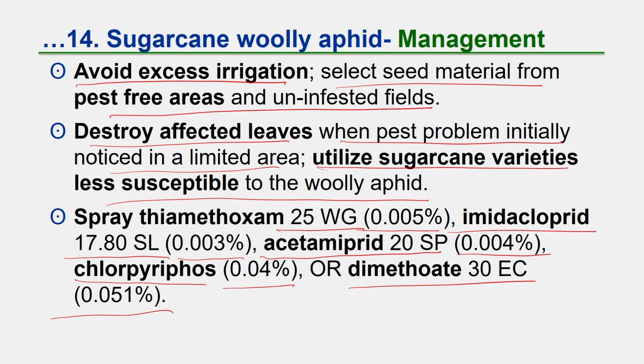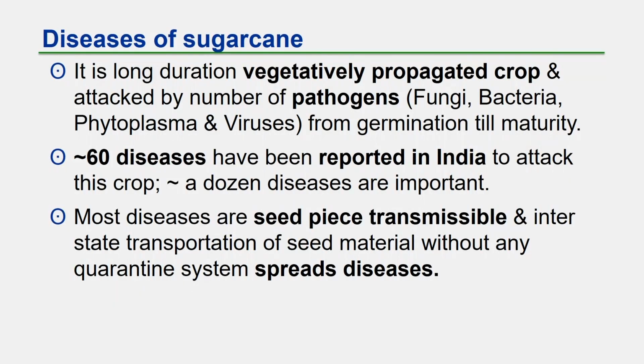Either one of these insecticides can be used to control it, but control should be adopted when there is economic injury level of the insect. Now, you have seen many important insect pests that reduce the quality, the growth and productivity of sugarcane crop.